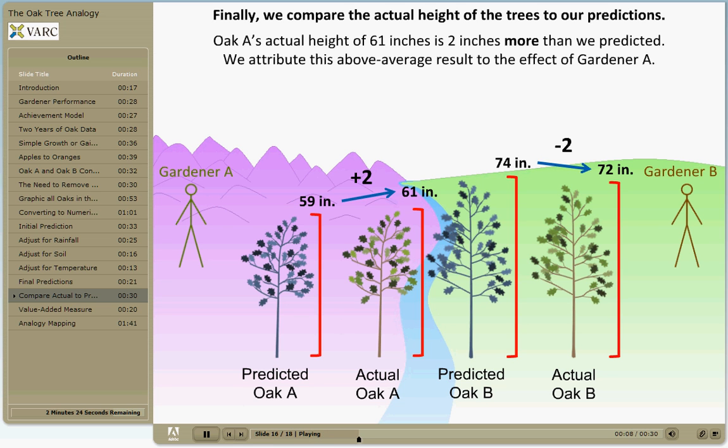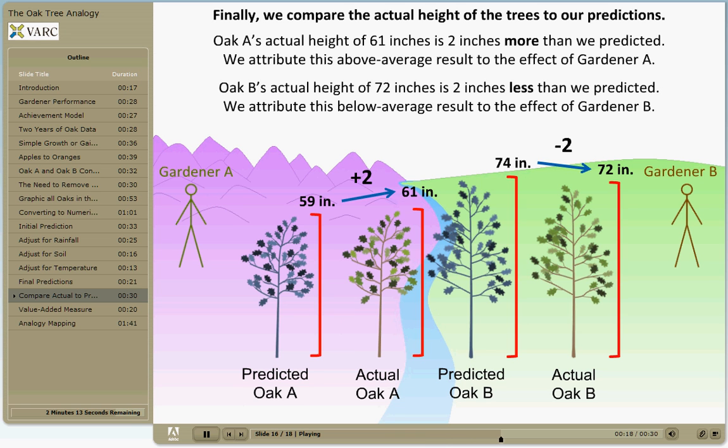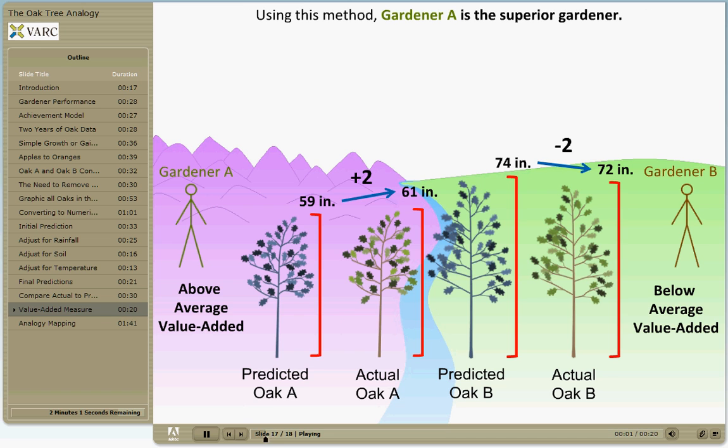Oak A's actual height of 61 inches is 2 inches more than we predicted. We attribute this above-average result to the effect of Gardner A. Oak B's actual height of 72 inches is 2 inches less than we predicted. We attribute this below-average result to the effect of Gardner B. Using this method, Gardner A is a superior gardener.